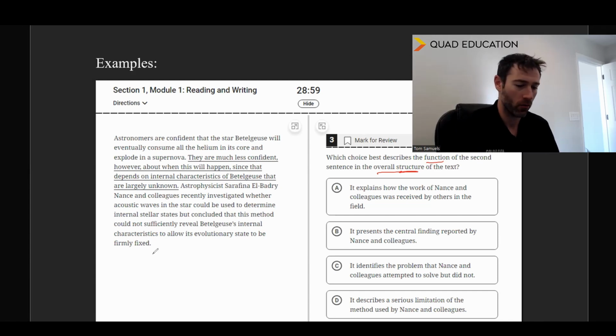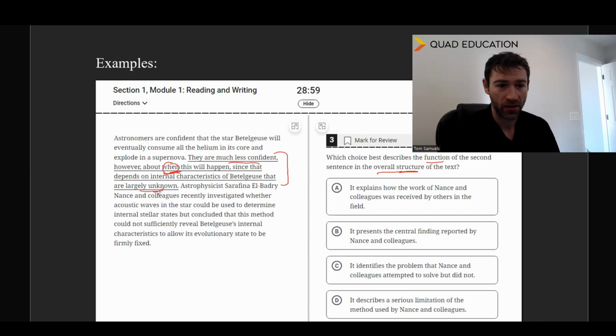So let's talk about what we think potentially this sentence here is doing. So we have this first little clause that says they are much less confident about when. So that's to say we know what's going to happen, we just don't know when. So this sentence here is giving us a little bit of the uncertainty associated with the scientists who have opinions on this star, since that depends on internal characteristics of Betelgeuse that are largely unknown. We have an uncertainty and then an explanation regarding that uncertainty.